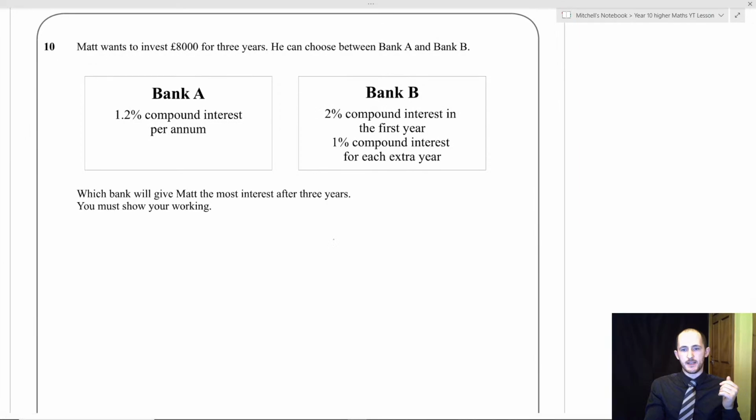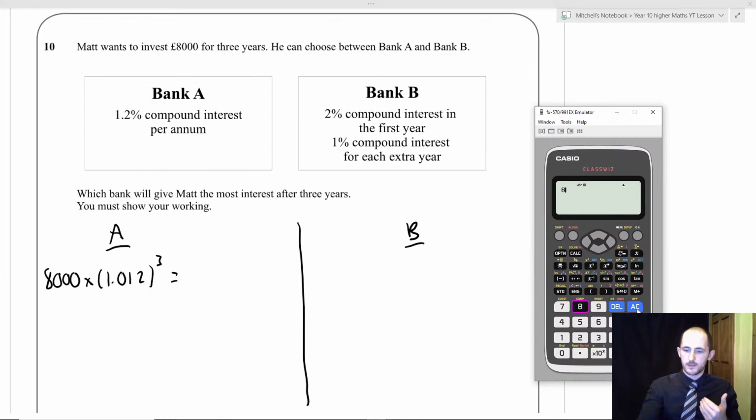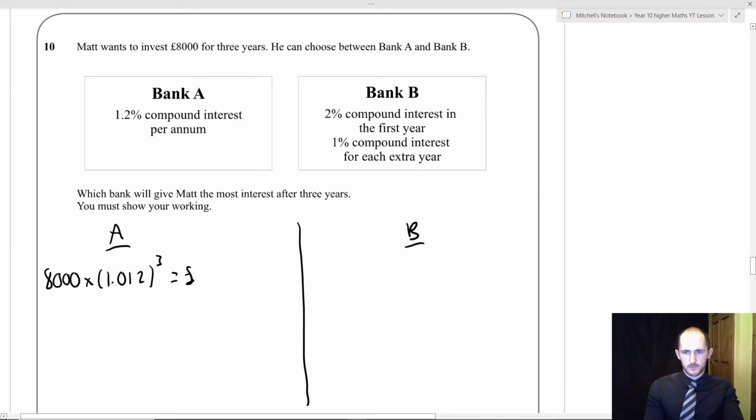So once again, I'm going to split my thing in half. And this is exactly what I recommend you do in the exam. And work out the difference. So again, Bank A's easy. I don't doubt that you guys can do this. Take the £8,000, times it by the percentage increase, so it's 1.012, to the power of the number of years, which is 3. Let's do this nice and quick. And again, round it to 2 decimal places, so we get 8291.47.